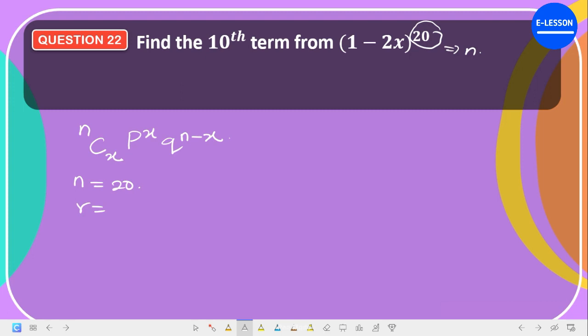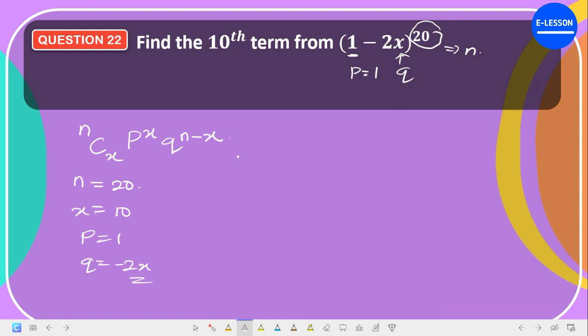Now, your r is the term. So n combination s rather. Your s is the 10. The term you are asked to find. This will say find the 10th term. So the term here is what? 10. Then your p is your first thing here, which is 1. So in this case, p is 1. And then your q is the second one here. Q is what? Minus 2s. So in this case, q is equal to minus 2x.